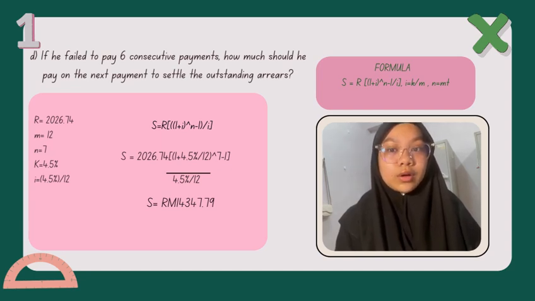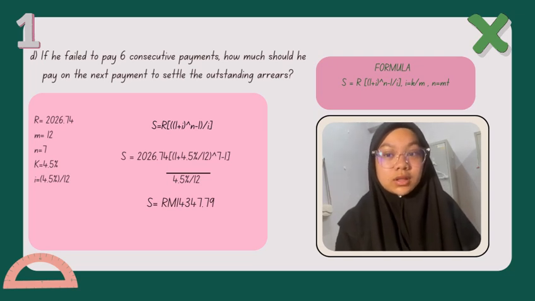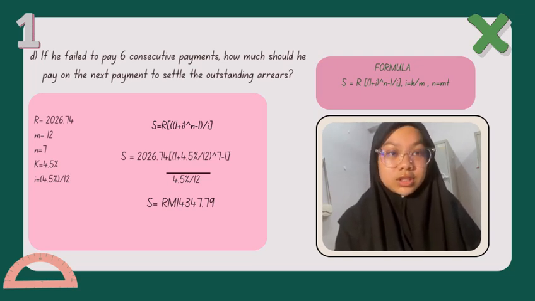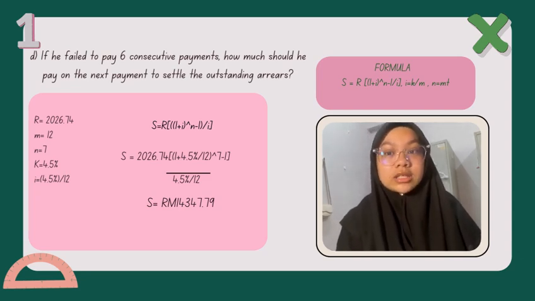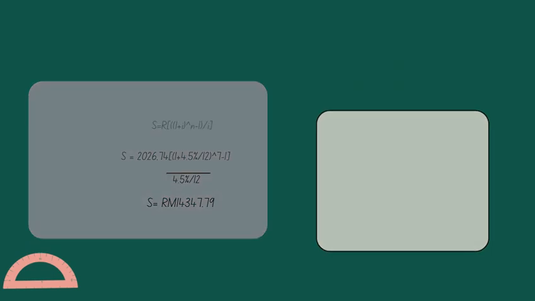And then we will put a bracket in the equation. So S will equal 14,347 ringgit and 79 cents. So this means that he should pay 14,347 ringgit and 79 cents on his next payment to settle the outstanding arrears.